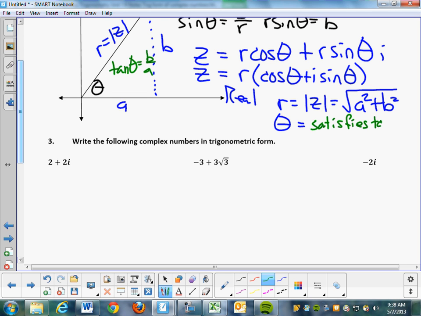Okay, there it goes. All right, so tangent of theta is equal to b over a. There you have it. So the two pieces that we have to find are r and theta. R is equal to the absolute value of z, the modulus, which is the square root of a squared plus b squared. And theta satisfies tangent theta equals b over a. Do you see how often the Pythagorean theorem comes up? It's everywhere.